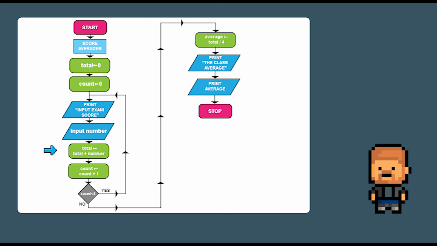Next up, we add the number to the existing total. Then we add 1 to the count, and at the end of the loop, we test if count is less than 4. If it is, we loop around. Once it has done this 4 times, it creates the average by taking the total and dividing it by 4 and assigning it to the variable average. Using an output block, we print the words the class average, and then in a second output block, we print the average as an output. So there you go. We have now added for loops and inputs to the mix as well.